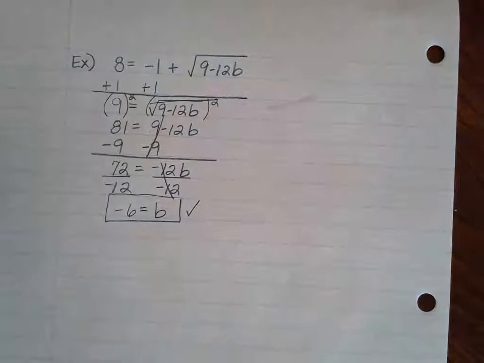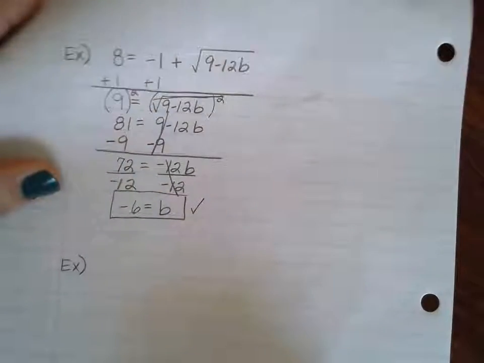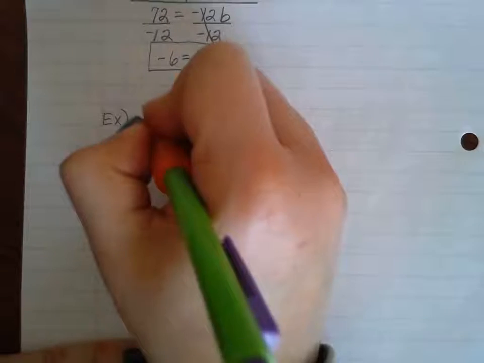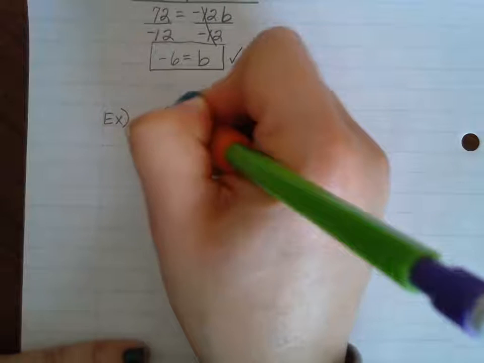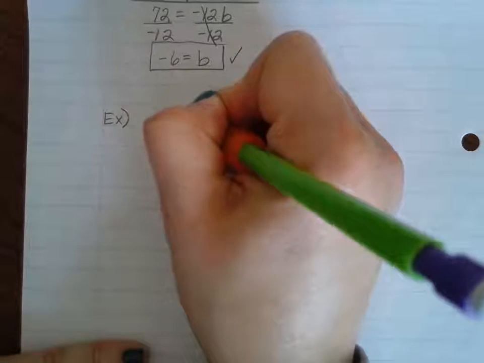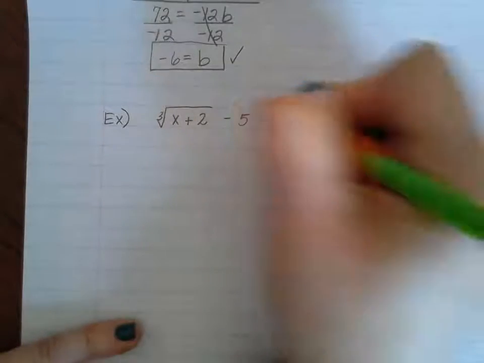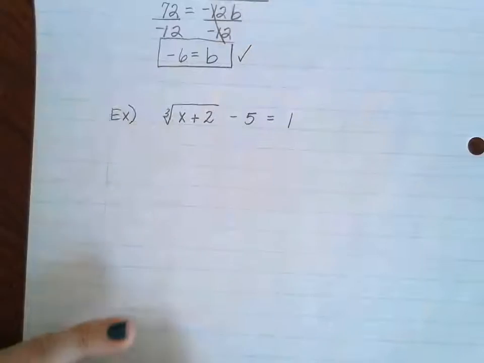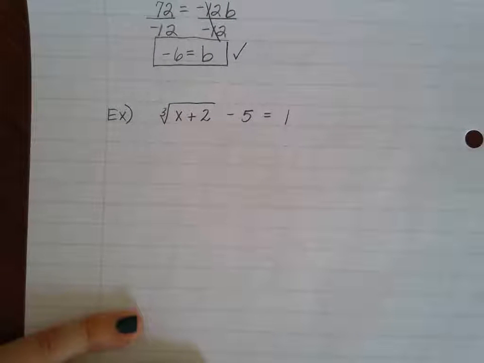So sometimes we may have roots that are other than square roots, like we may have a cube root or we may have a 4th root. So let's do one of those. Let's try this one. So let's say we have the cube root of x plus 2, and let's see, minus 5 equals 1. Okay, so I want to show you that this is the same process as before.